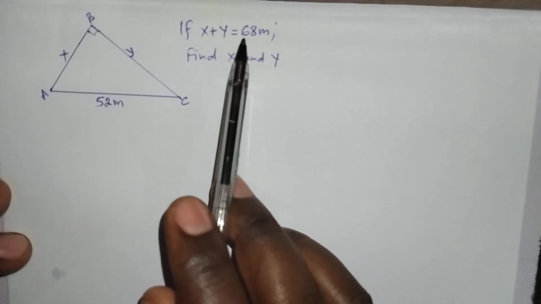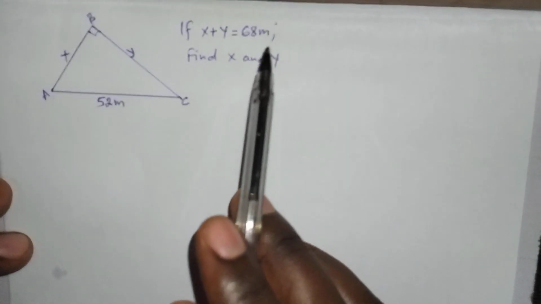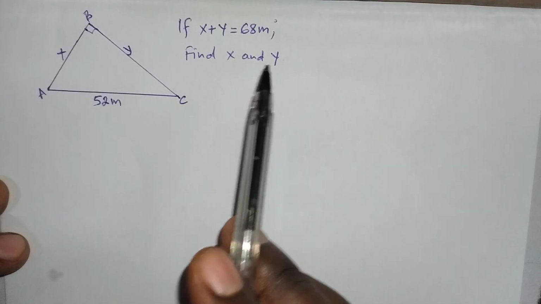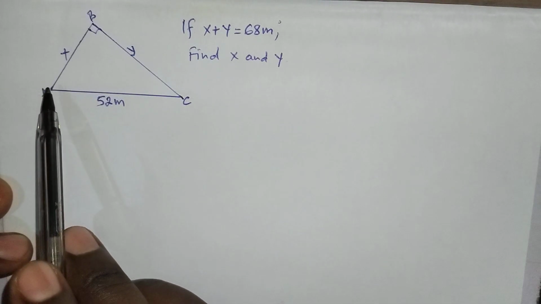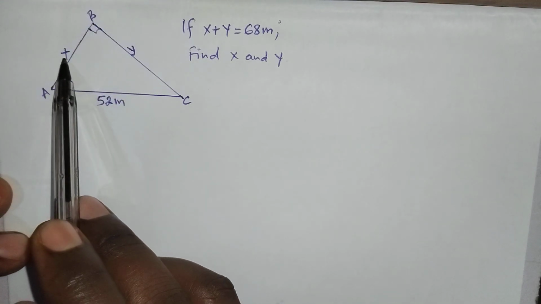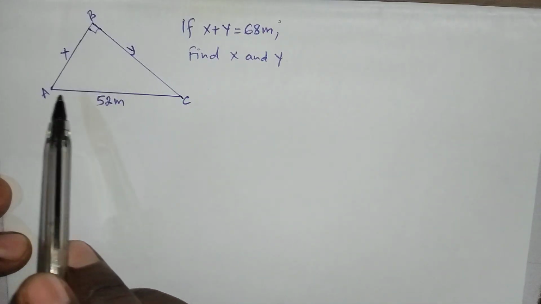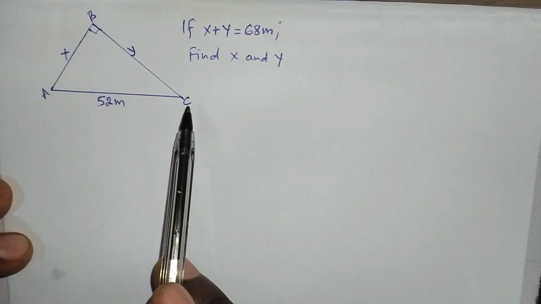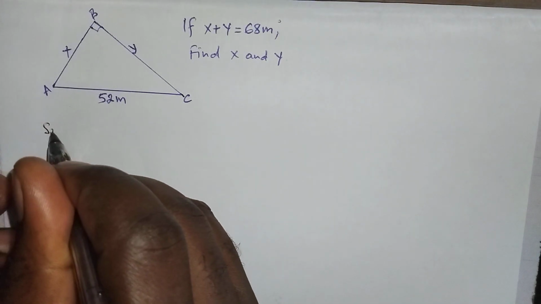If x plus y is equal to 68 meters, find x and y from this figure A, B, and C. AB is x, BC is y, and AC is 52 meters. Solution.